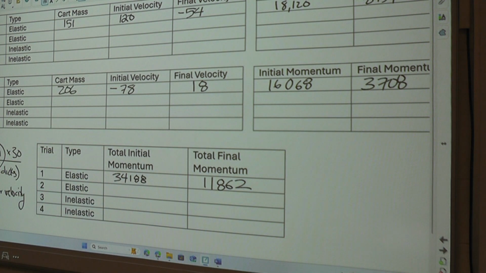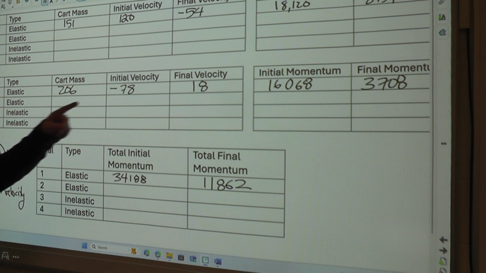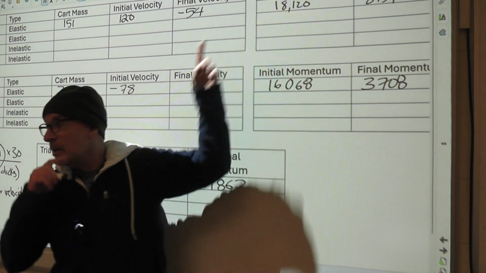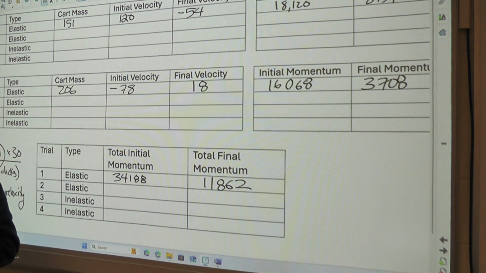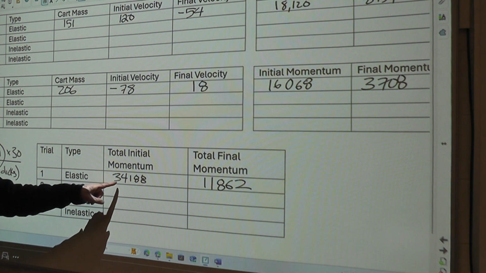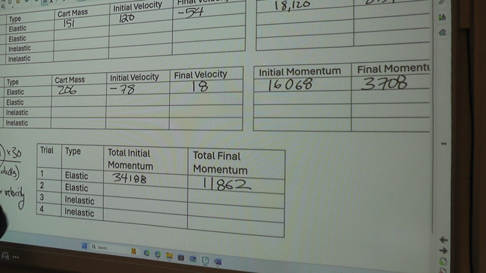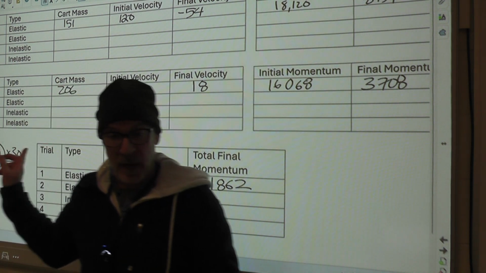I think your initial elastic is incorrect because I got 151 times 120 is 18,120. That's what I have. Oh, okay. Yeah. Wait. What's the bottom then? This is the total momentum of both of those cars combined, yeah. And that isn't right, by the way.